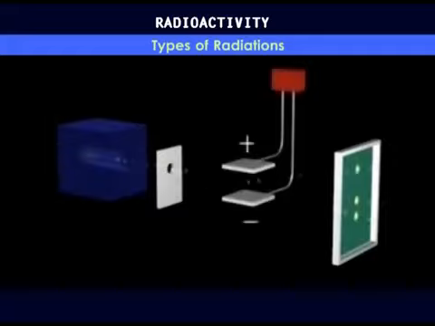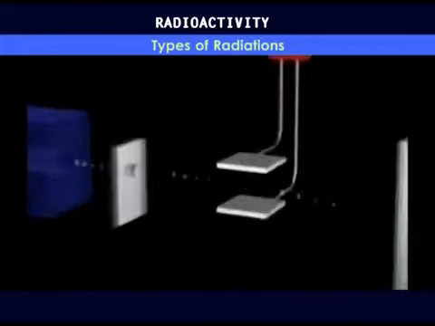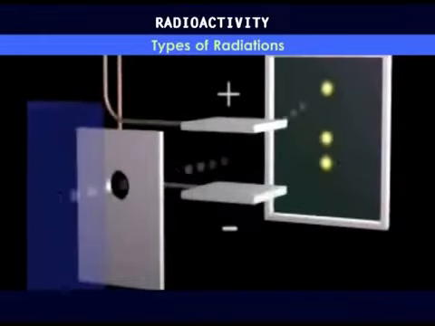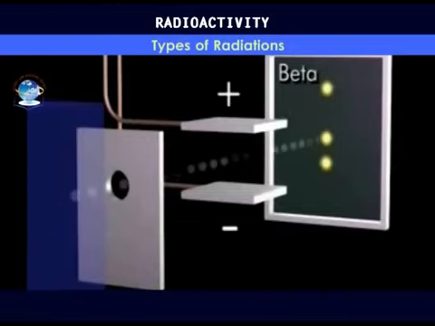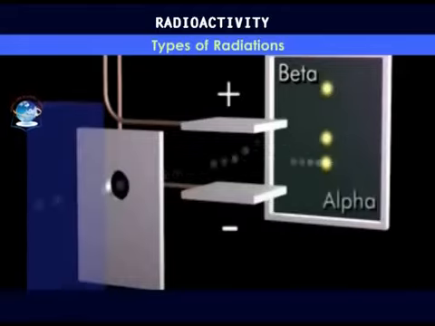When an electric field is applied, the initial beam is separated into three components. One of these is deflected upwards by the electric field, indicating that it is negatively charged. These radioactive emissions are called beta rays. A part of the beam is deflected downwards, indicating that it is positively charged. These radioactive emissions are called alpha rays.